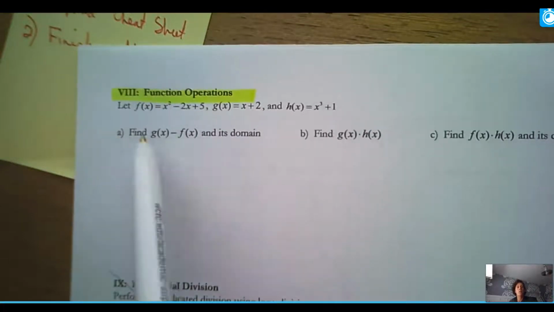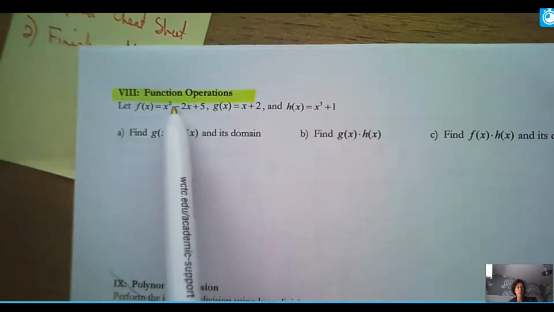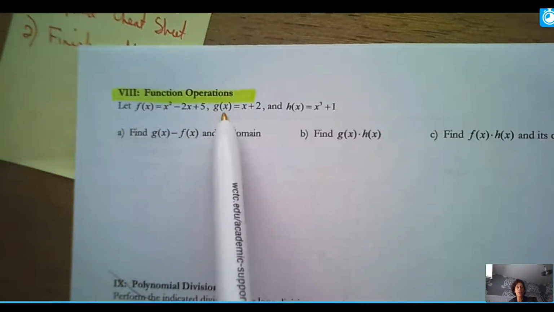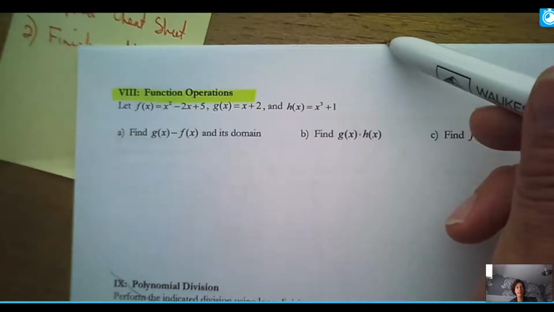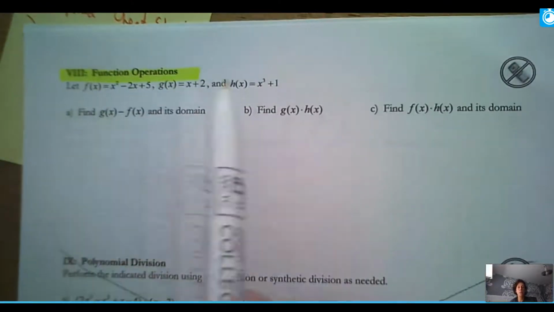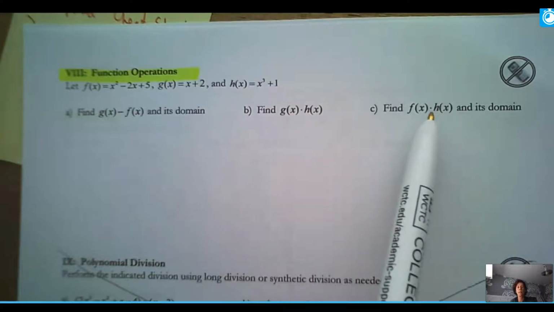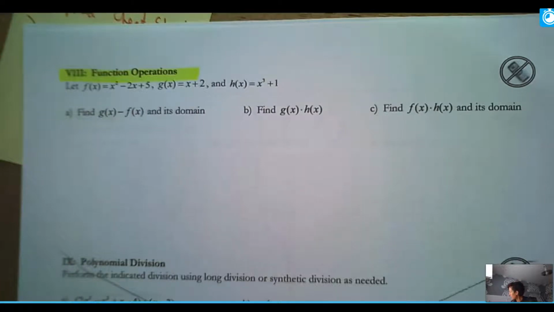on time. So I've got these three functions. f of x, this is a quadratic, it's a U shape, a parabola because of the squared. g of x, this is a linear equation, it's a line. And h of x, this is cubic, so this is kind of more of a curvy line. Our job is we're going to be subtracting two of them, multiplying two of them, and multiplying another two, and just checking on their domain. Okay, so let's start there.